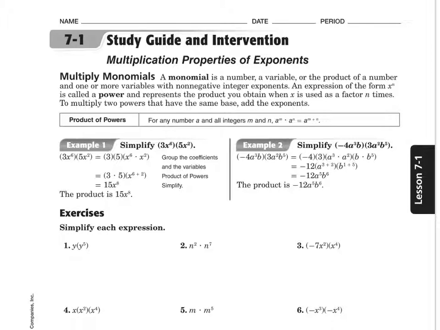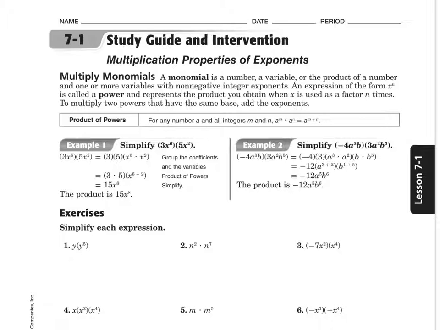Hey guys, so chapter 7 is going to be all about working with exponents and polynomials. So what we first need to be able to do is learn the laws of exponents. So these first couple sections are going to teach us the laws of exponents, then we're going to learn some things like scientific notation and how to work with that as well. Okay, and then finally exponential functions.